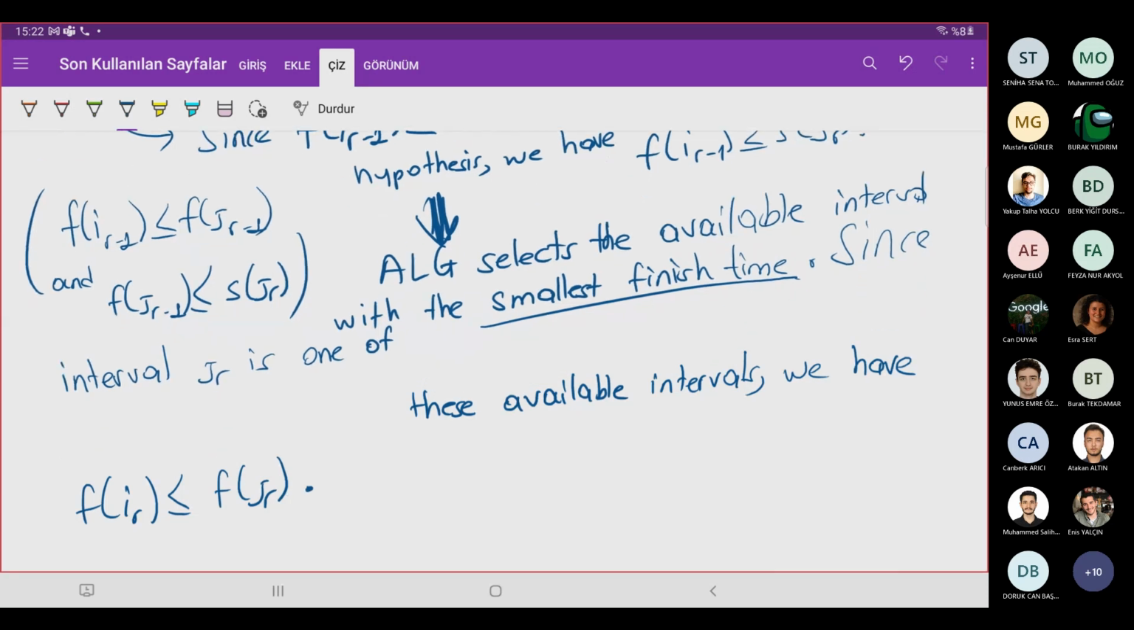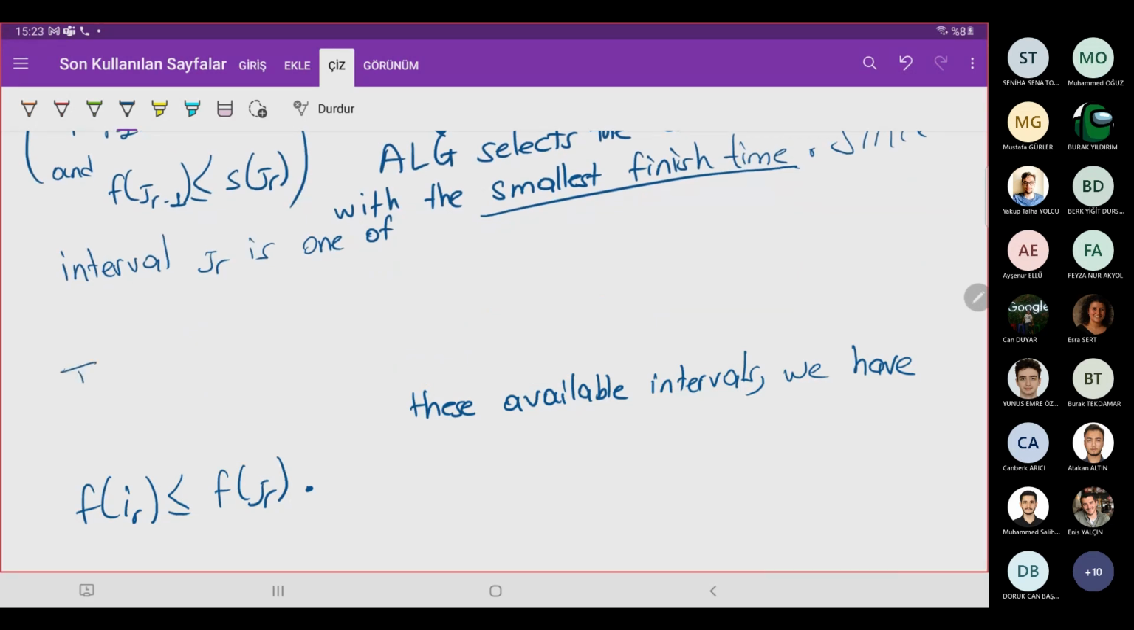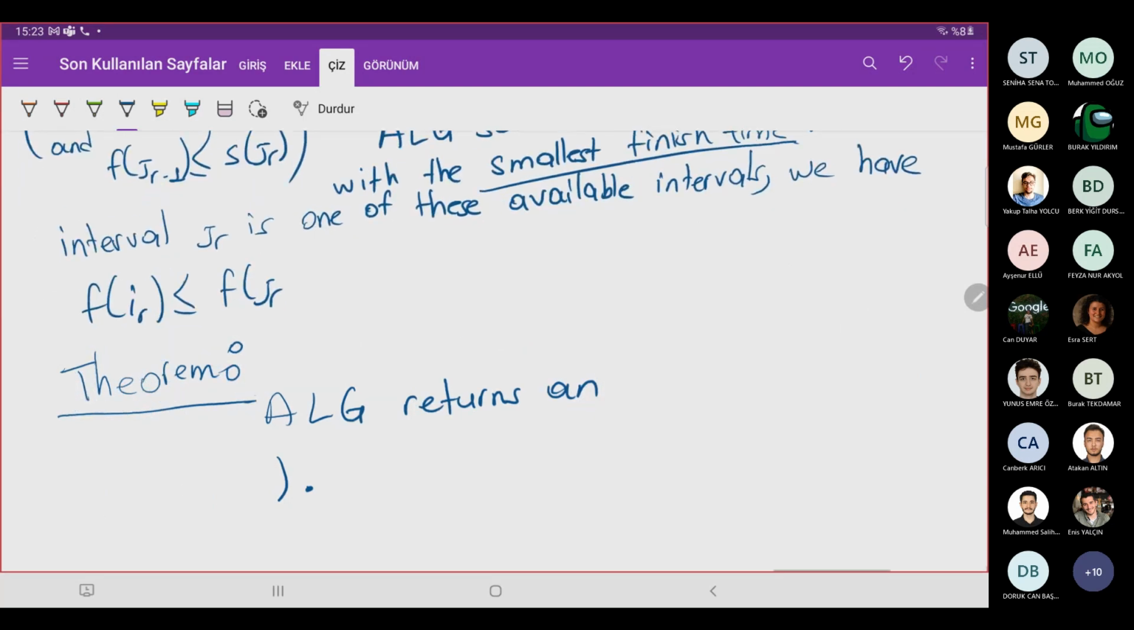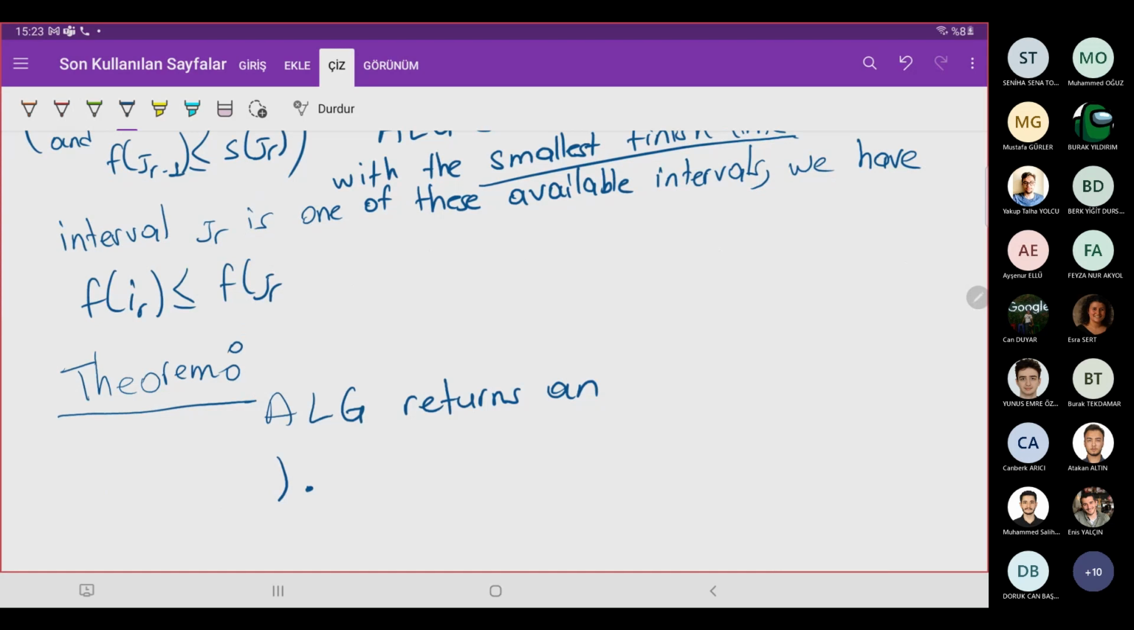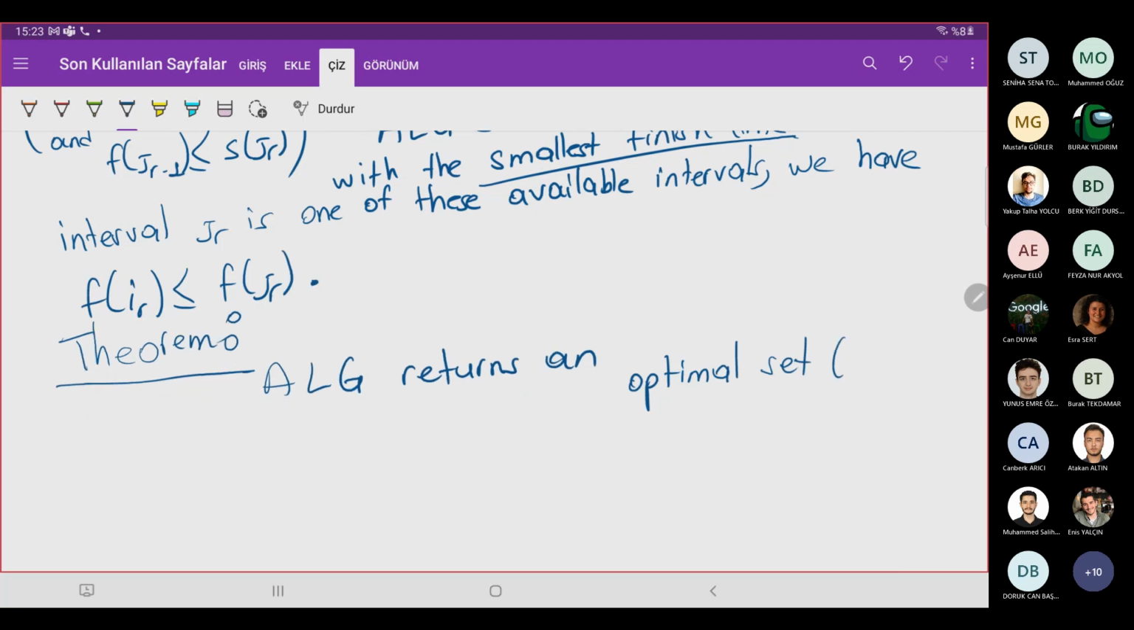Now the theorem. Theorem is the algorithm returns an optimal set A. Okay, and the proof we will continue tomorrow.